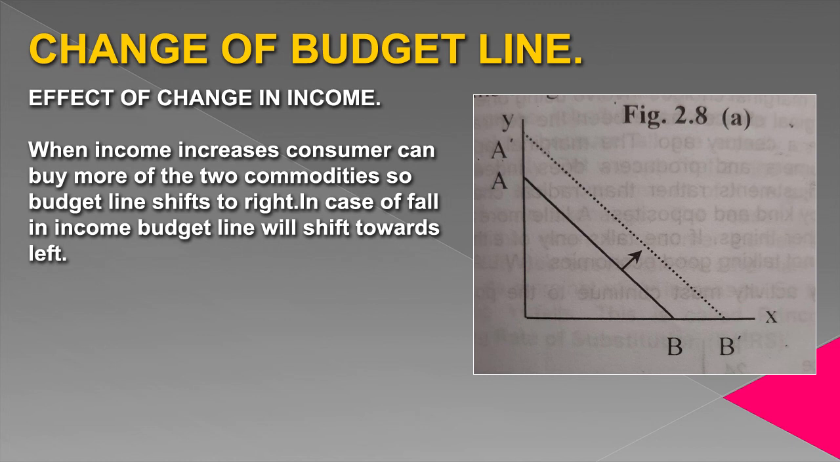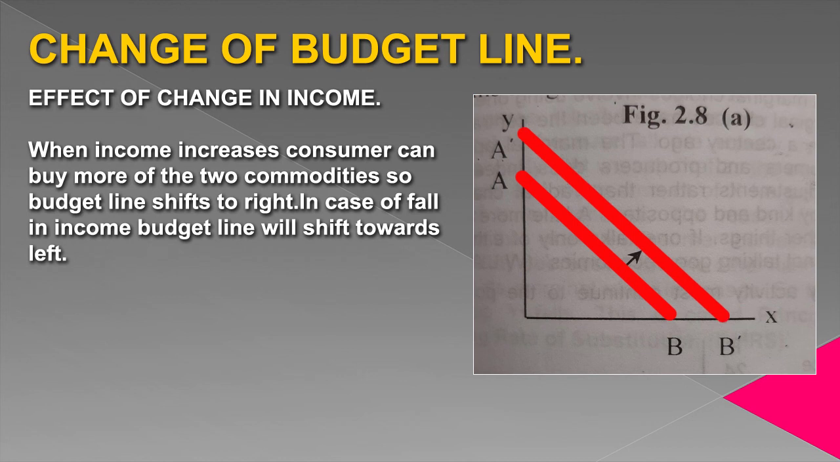You can see over here, initially the budget line is AB. Now, suppose the income of a consumer increases. Now he can buy more of the 2 commodities with the increase in income. In that case, his budget line will shift towards the right. It becomes A dash, B dash.